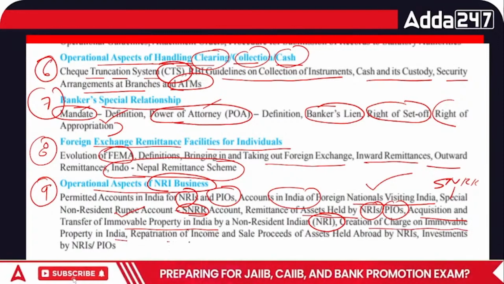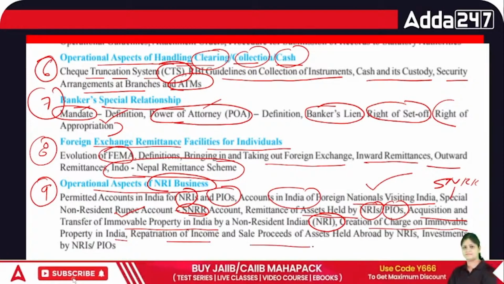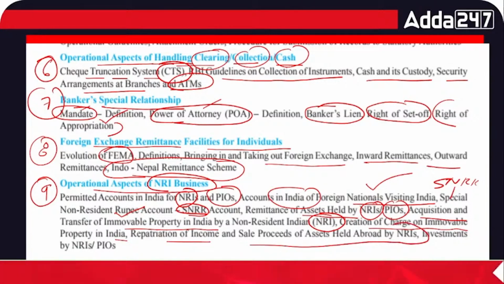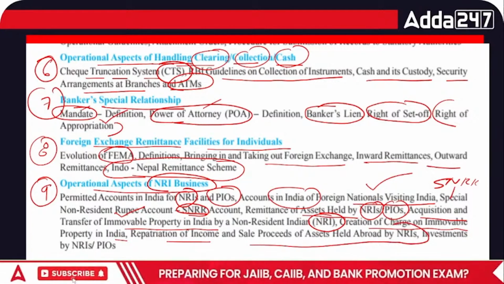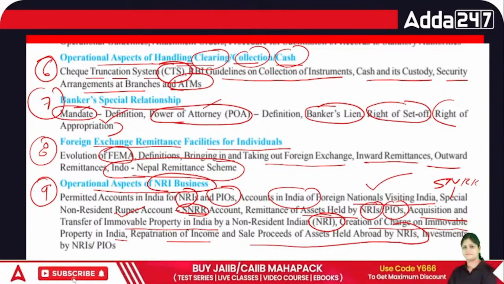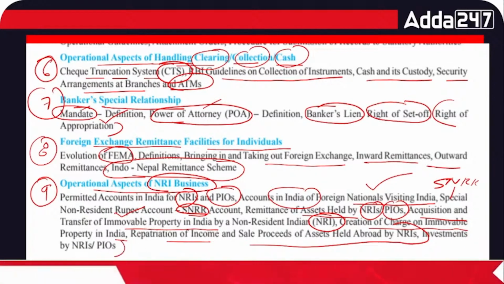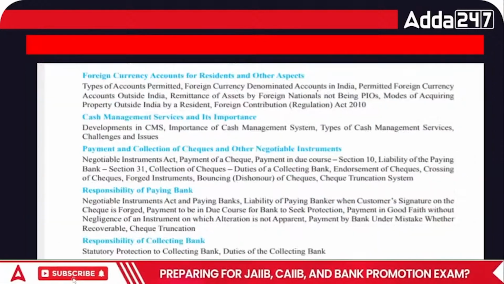Then repatriation of income and sale proceeds of assets held abroad by an NRI. So how will that income go, and what are the assets held abroad by the NRI, and investment by NRI and PIO. So this is your chapter number 9.